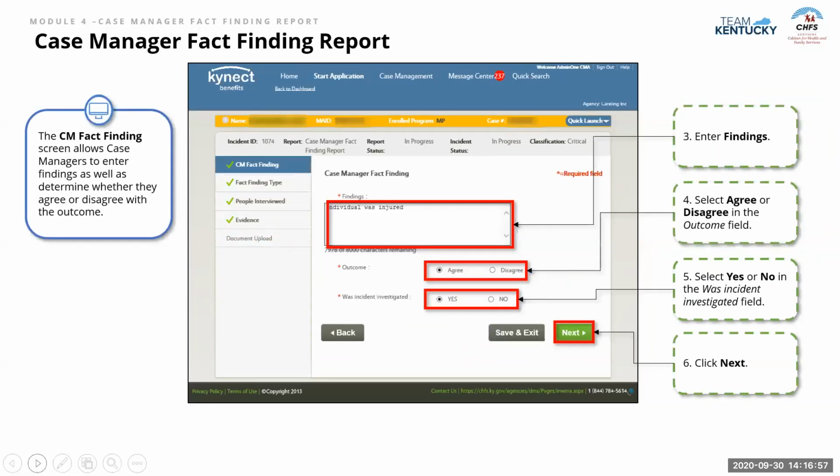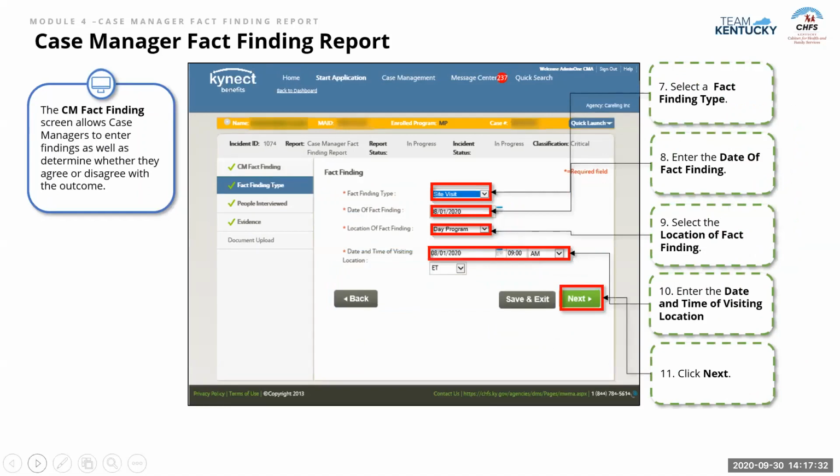And that brings us to our case manager fact-finding screen. This is the first screen in this report. And we have a couple fields here. We have 3 fields that are all mandatory. And the first one is our findings text box. So you would enter your findings in that text box, which is mandatory. You would then enter in the outcomes, so whether you agree or disagree. And then enter, was the incident investigated, yes or no? So you're going to make sure all those mandatory fields are filled out. And then you could click next.